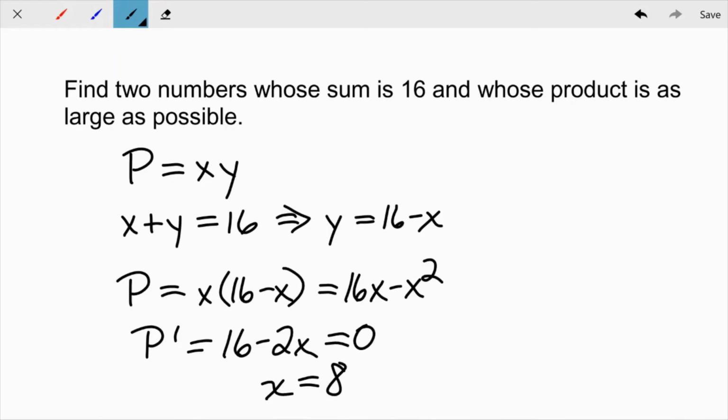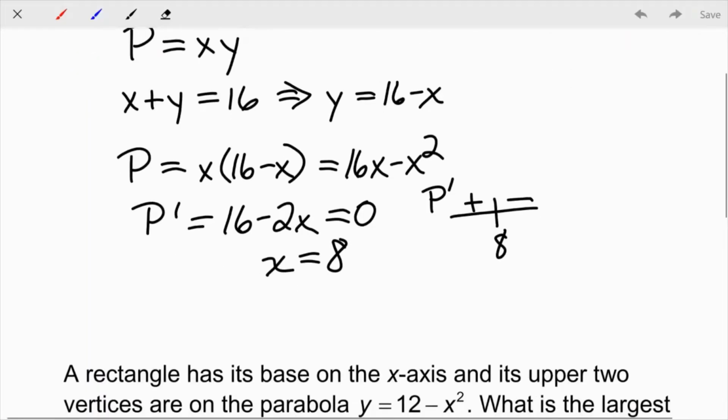I'm pretty certain that that's going to be my maximum, but you could always go through and do a sign chart and just make sure, do I have an actual maximum here? And you can see if I have a number less than 8, like let's say 7, that would give me a positive derivative value. And if I have a number larger than 8, I'm going to get a negative derivative value. So I can see there is actually a maximum at 8. So they asked me for the two numbers. So the two numbers, x would be 8 and y would also be 8.